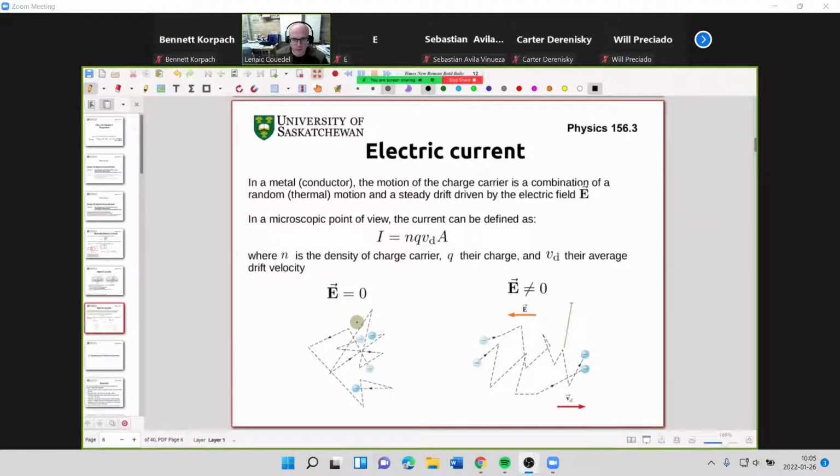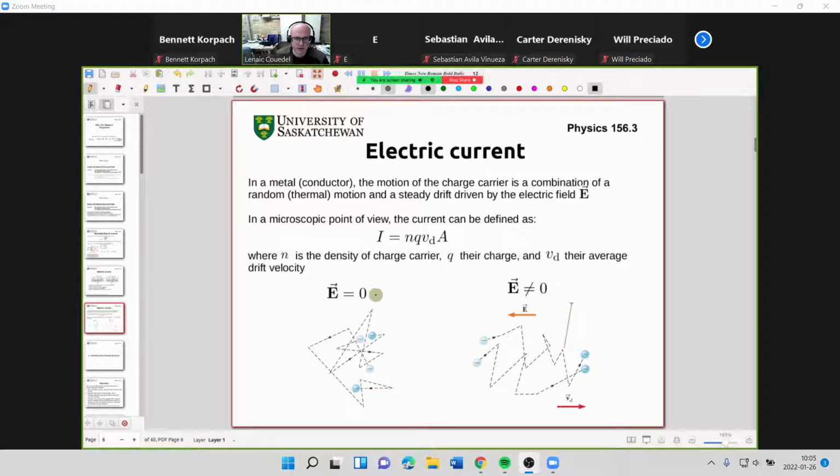They will move in random directions, and they abruptly change direction because they collide with the atoms that make the metal. The metal atoms are organized in a crystalline structure, and the electrons can jump from one atom to another. You can see that as elastic collision with the atom.